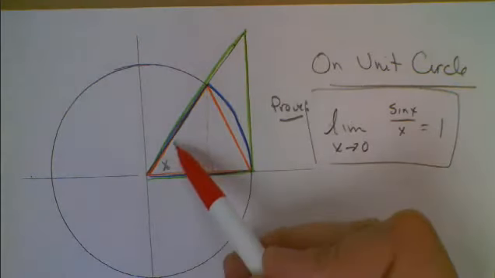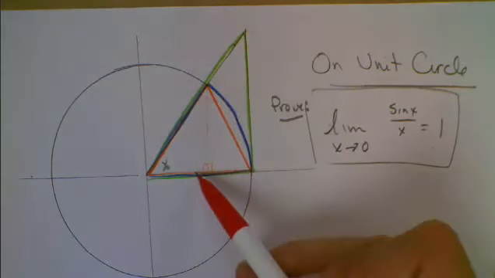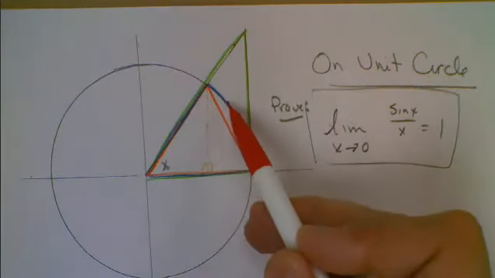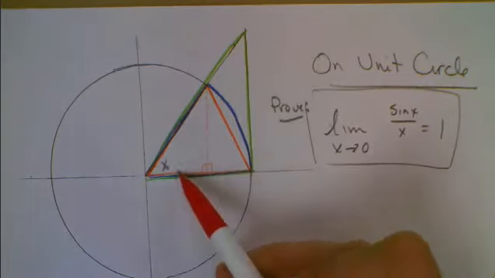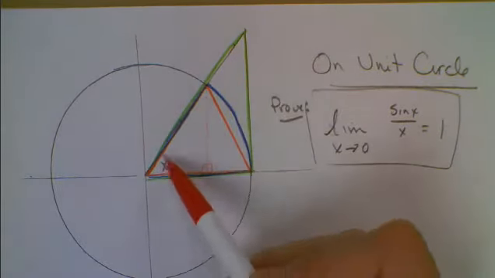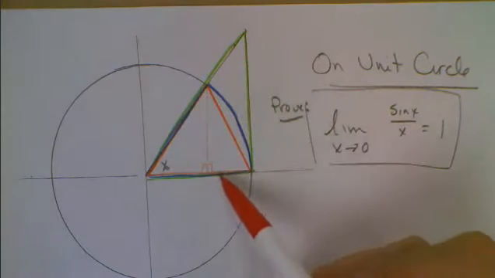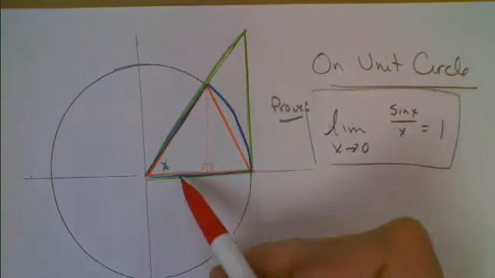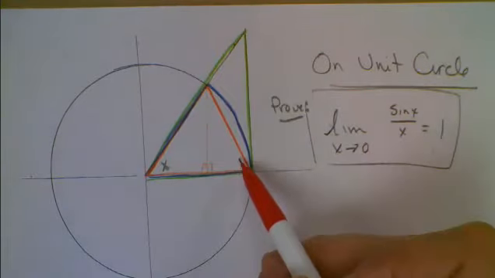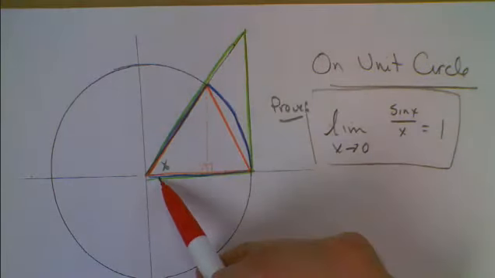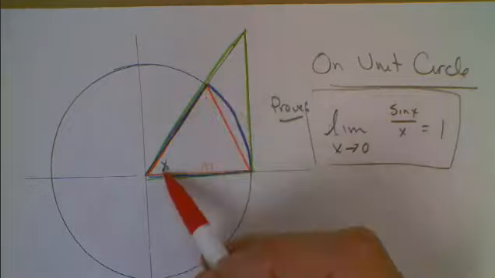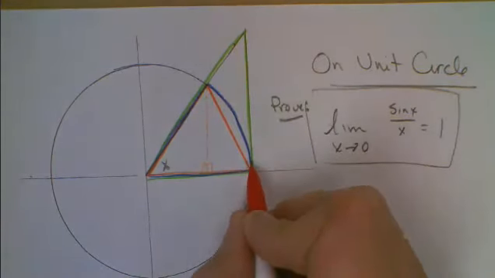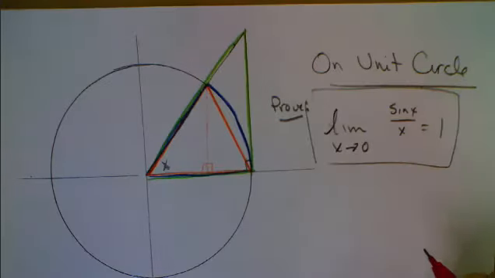I'm going to look at the area of this orange triangle. I'm going to look at the area of the sector, like that piece of the circle. And then I'm going to look at the area of the green triangle. So I've got the area of the orange triangle, which isn't a right triangle, it's just that acute triangle there. I'm going to look at the area of the sector, and I'm going to look at the area of that right triangle. This would be a right triangle because that's tangent at that point, so that is a right angle there.